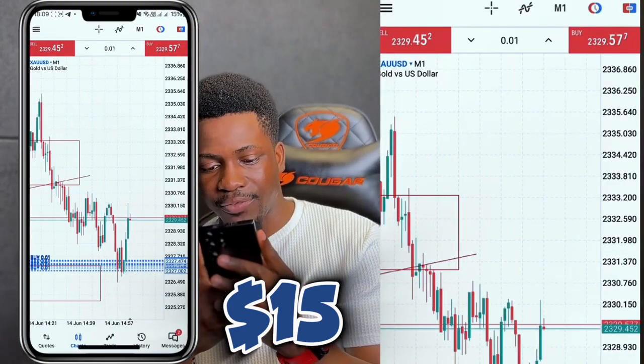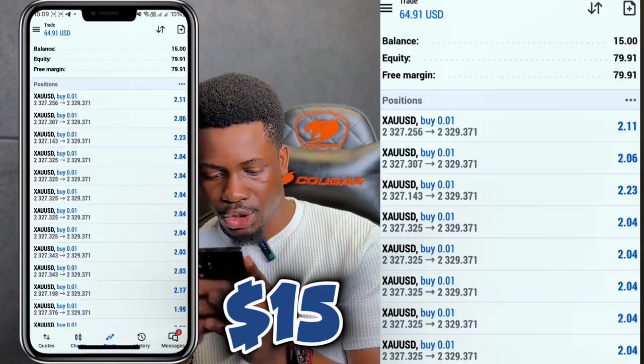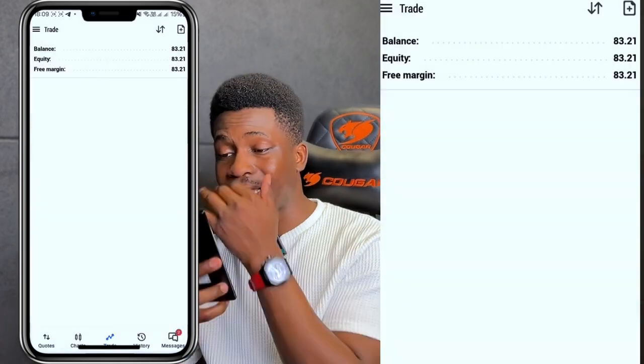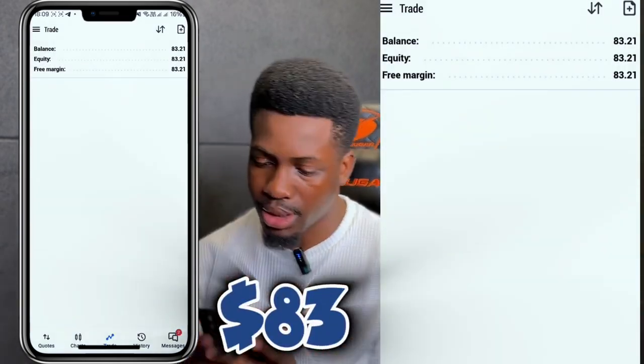Okay, now this is what we're having. Let's zoom out of this trade now, guys. Let's just zoom out. Okay, let's zoom out, and boom. So we're having about $83 currently. $83. So that's what we're having currently.